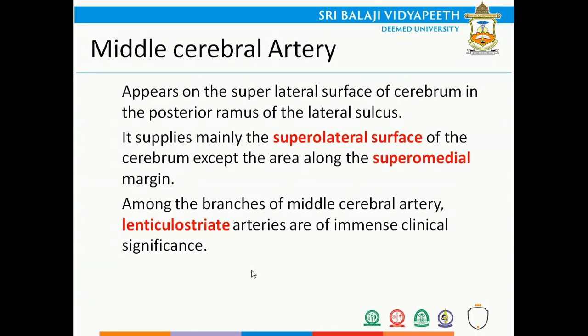Coming to the middle cerebral artery. The middle cerebral artery is seen parallel to the internal carotid artery, and it continues from the anterior cerebral artery's origin, supralateral to the cerebrum. It is in the posterior ramus of the lateral sulcus. It supplies mainly the supralateral surface of the cerebrum except the area of the supromedial margin, along with the branches of the middle cerebral artery called the lenticulostriate arteries, which are of immense clinical significance.